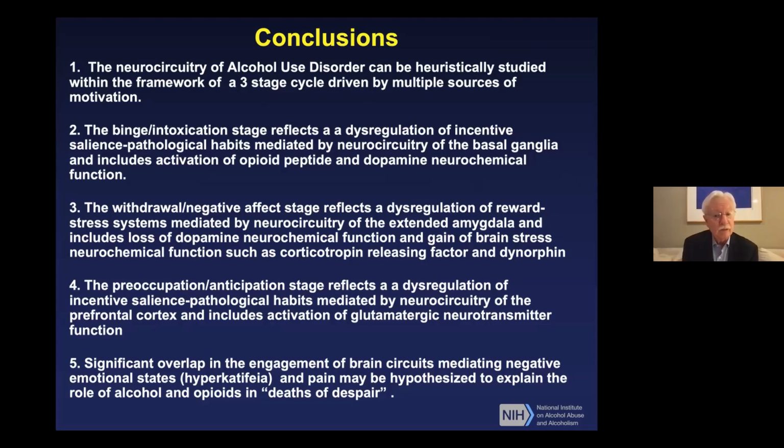The preoccupation anticipation stage reflects a dysregulation of executive function mediated by neurocircuitry of the prefrontal cortex, and also includes activation and dysregulation of glutamatergic neurotransmitter function. Significant overlap in the engagement of brain circuits mediating negative emotional states, hyperkatifeia, and pain may be hypothesized to explain the role of alcohol and opiates in deaths of despair and possibly even contribute to the increases in drug seeking and drug taking observed in the COVID-19 pandemic.